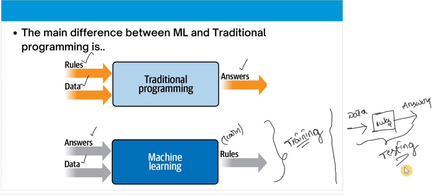You can see the main differences between traditional programming and machine learning programming here. Traditional programming takes rules and data as input and gives answers, whereas machine learning algorithms take answers and data as input in the training phase and learn some rules. This is completely for the training phase. Whereas in the testing phase, it will take data as input. The rules are already learned, and it will use them for calculating the answers. This is what happens in machine learning.